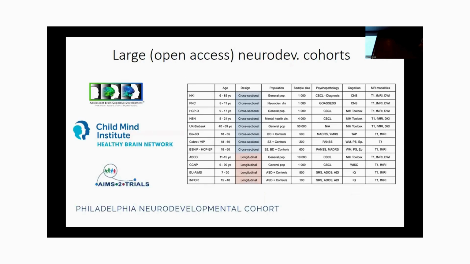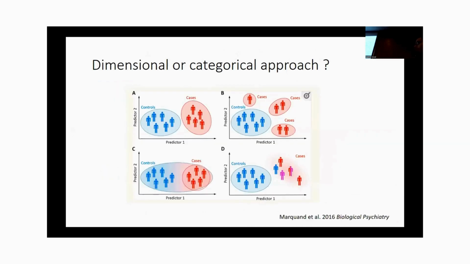Now we're getting access to very large neuroimaging cohorts, such as the ABCD cohort or the Healthy Brain Network, a cohort that we've been studying a lot, which was launched by the Child Mind Institute in New York. Especially in neurodevelopmental disorders, what is interesting with those cohorts is that you can also do dimensional or transdiagnostic analysis.